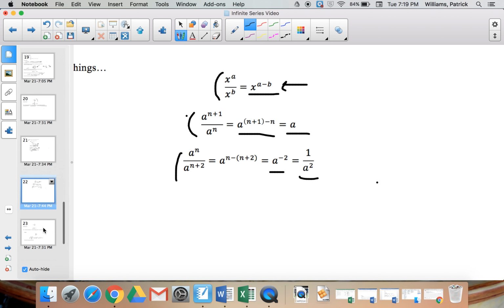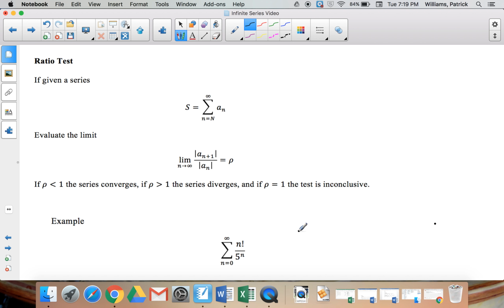So let's do that. First example, look at this series right here. Again, we see something raised to the n, and we see something factorial. So this one's just a dead ringer for using the ratio test. Go ahead and apply the ratio test to this, see what you get.